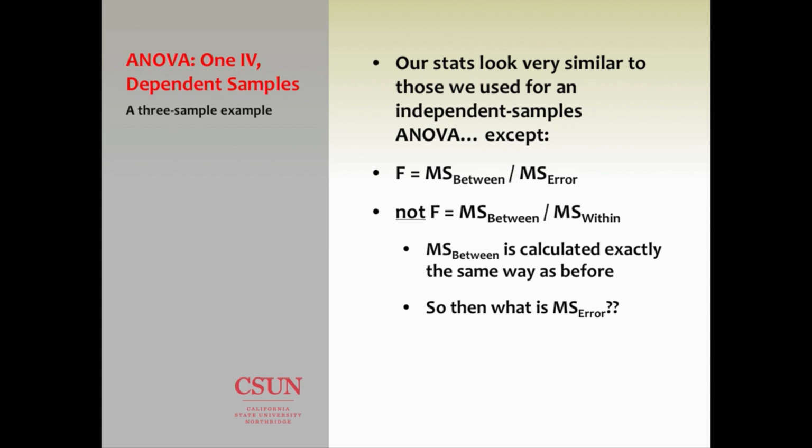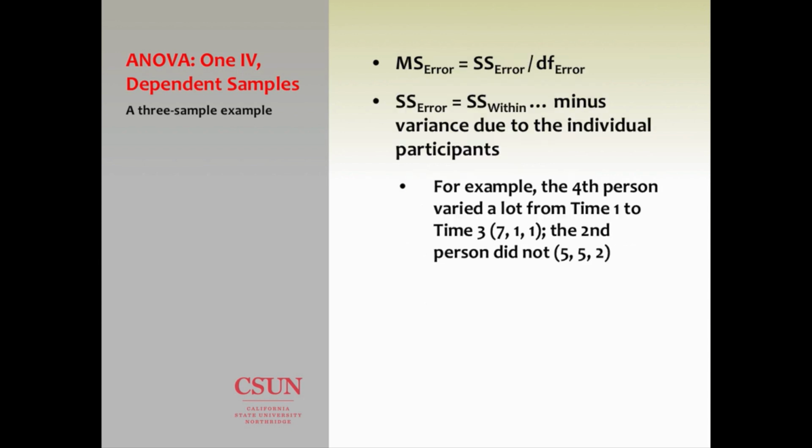I called these MS values; those are variances, or mean square values. The top part of the fraction for the test statistic actually stays the same. You calculate the mean square between groups exactly the same as you would for the independent samples ANOVA. The only thing that changes is that mean square within on the bottom changes to mean square error. So what is this error? Well, the error variance is a subset of the within group variance.